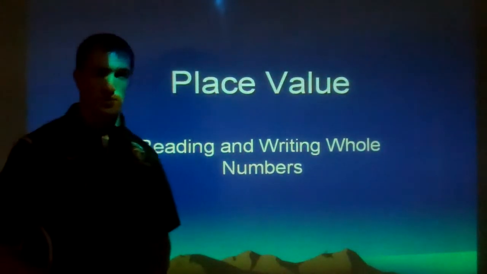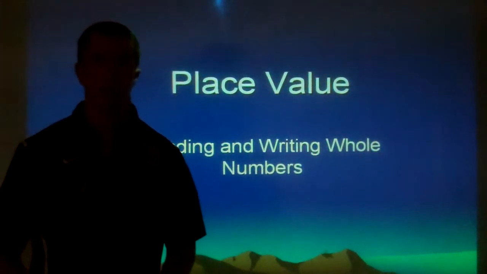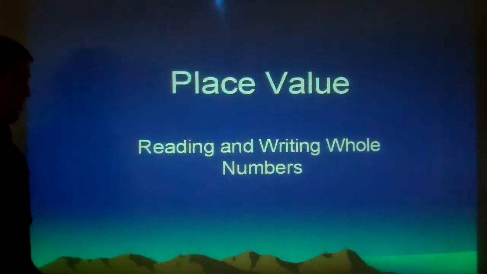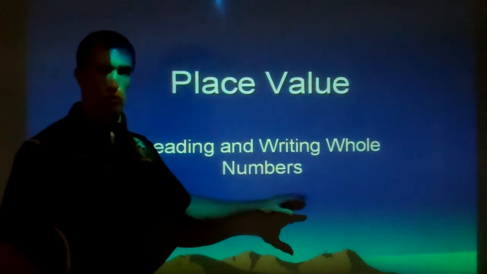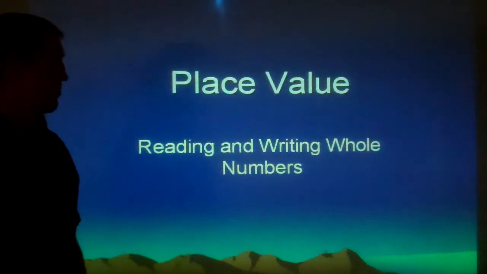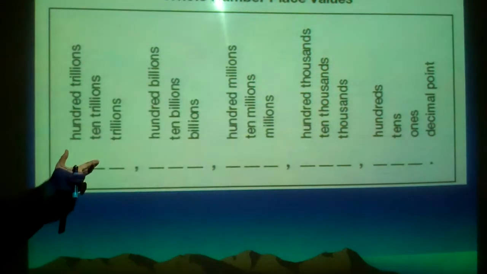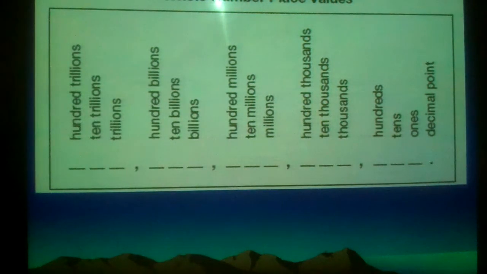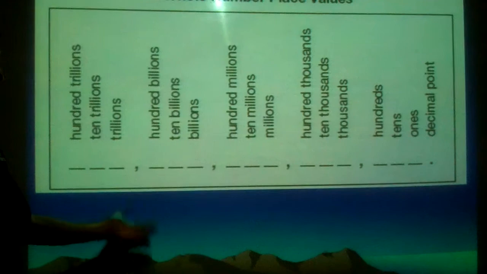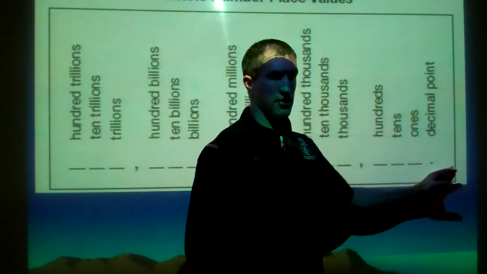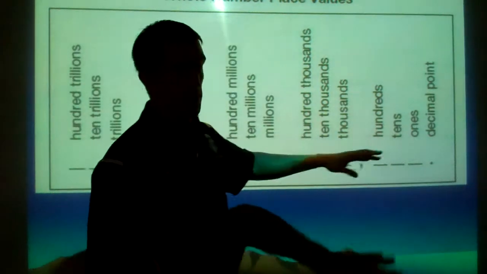Okay, this is lesson 5 for 7th grade, and today we're reviewing place value, and we're going to be reading and writing whole numbers that actually go up into the 100 trillions. This is a table that's in the 7th grade book, and it tells us exactly where all of these place values are. And we're focusing on whole numbers, so we are not going beyond the decimal to the right yet. That's a little bit later.